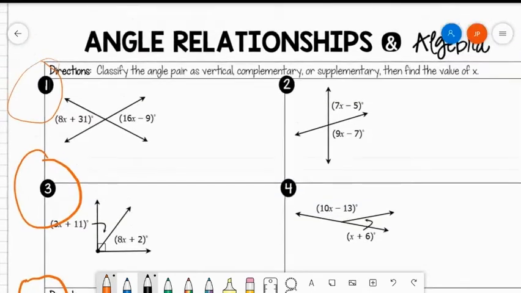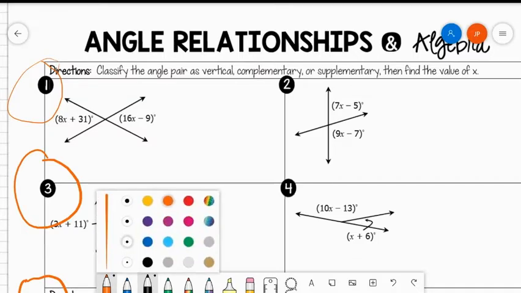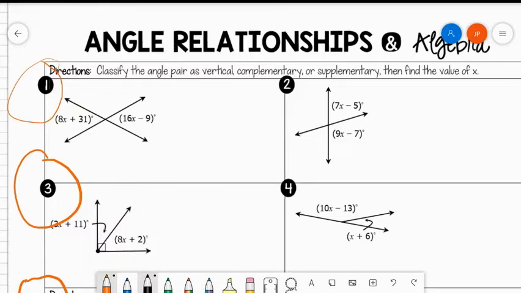So we're going to take a look today at angle relationships in algebra. Now we already kind of looked at this. I had you try some on your own, but we're going to bring it back together and I'm going to do some with you. The directions say classify the angle pair as vertical, complementary, or supplementary.